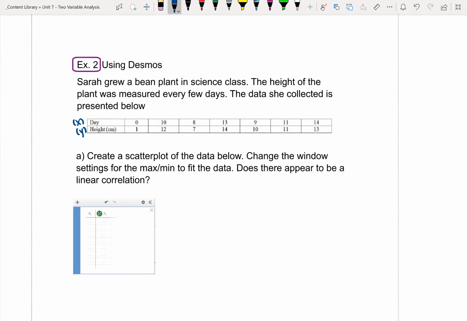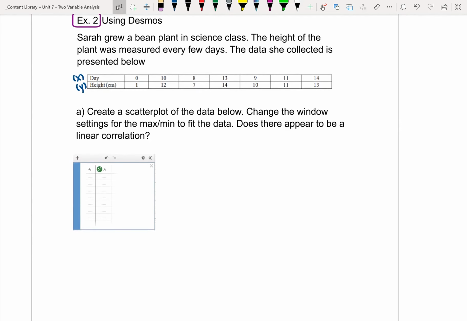Again, you can do this on a graphing calculator, but we're going to stick to Desmos because it's easier to use. You can do this at home without a graphing calculator because you can use the Desmos app or use Desmos online. So you create a scatter plot of the data and change the window, setting the max and min to make sure it fits. Then you can ask yourself, does it appear to be a linear correlation? When you enter this data on Desmos, you should see that yes, it does appear to be a linear correlation, because we should see it forming very similar to a straight line.